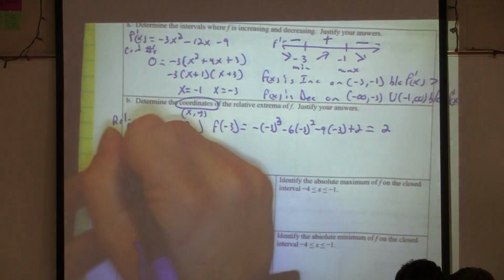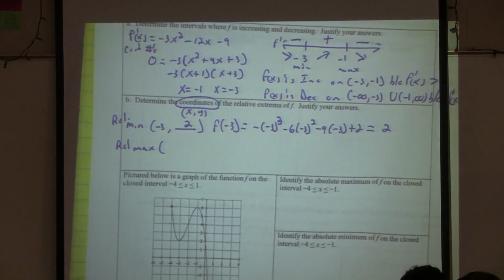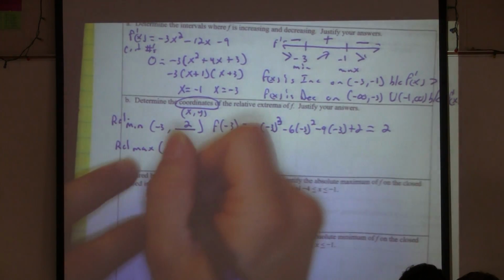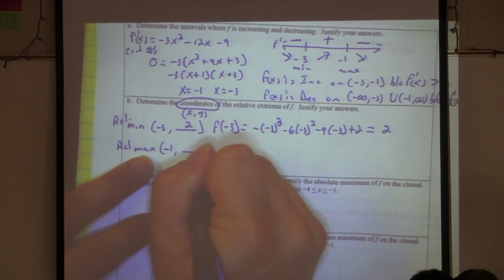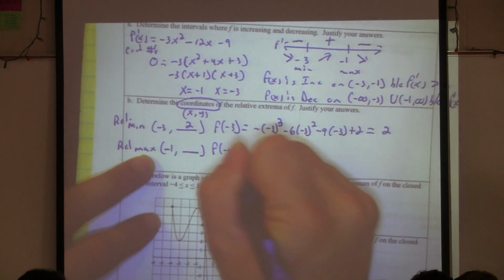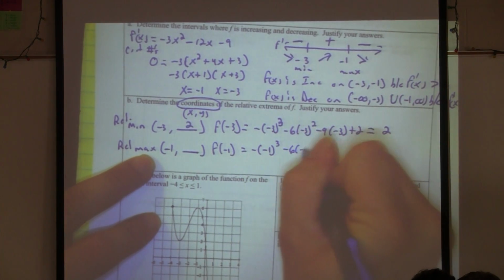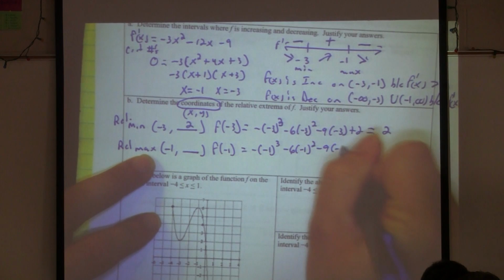That's why I was worried. Relative max. What's the x value that we already know? -1. If we need the y, we need to plug it in. f of -1. So negative parentheses, -1 to the third, minus 6 times -1 to the second, minus 9 times -1 plus 2.